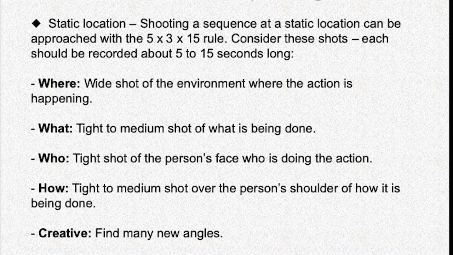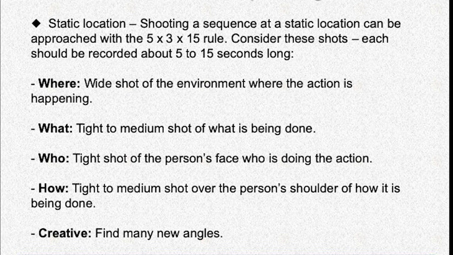Shot number 3 is who. Who is doing this? Well, this is the person that we want to do the story on. Now we need 3 shots of the person. So we're shooting it from an angle so we see the person's face head on, straight on, as best as possible. Again, 3 shots, wide, medium, and tight, 5 to 15 seconds each one.